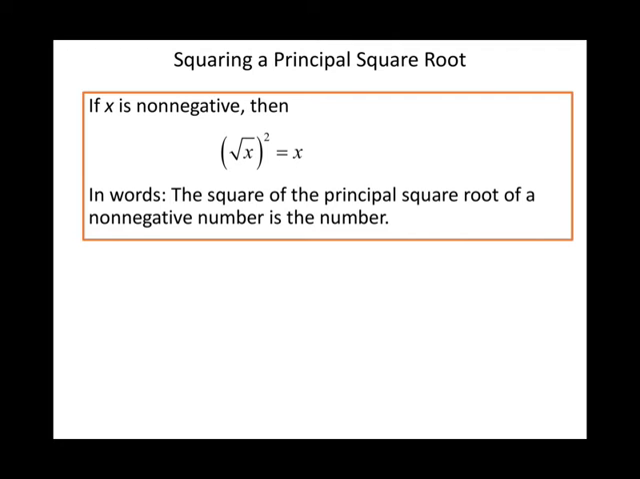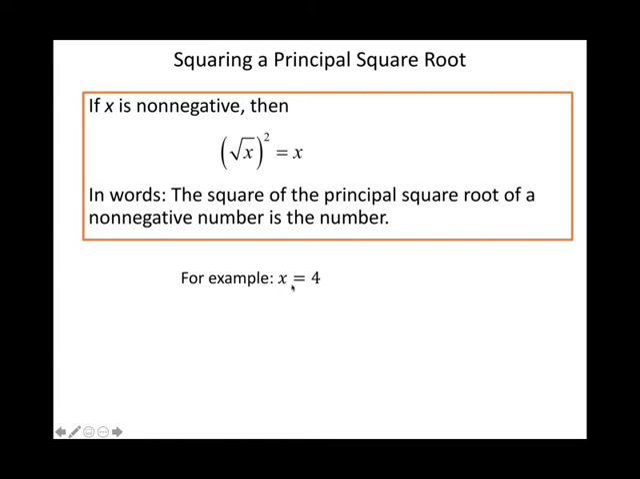Okay, squaring a principal square root. If x is non-negative, then if you have the square root of x, and then you're going to take the square, the square and the square root kind of cancel out. You're only left with the x in here. Let's try to do this example.